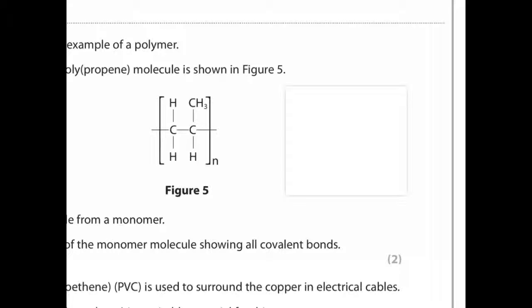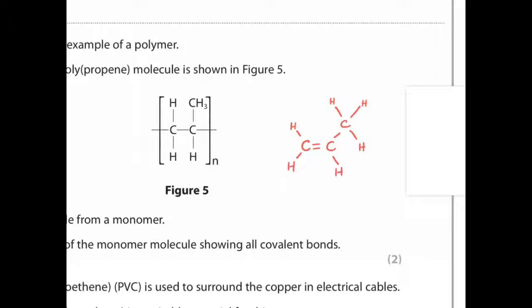So each carbon must have 4 bonds. So 1, 2, 3. This must be double bonded here to have the 4th bond. So there must be a double bond here, and then you have to link to CH3. So this must also have 4 bonds. So 1, 2, 3, 4, and then you'll have CH3. So you write the molecule like this. So you can see that double bond here, and then CH3, you have the bonds here. So you do have to draw it like this.